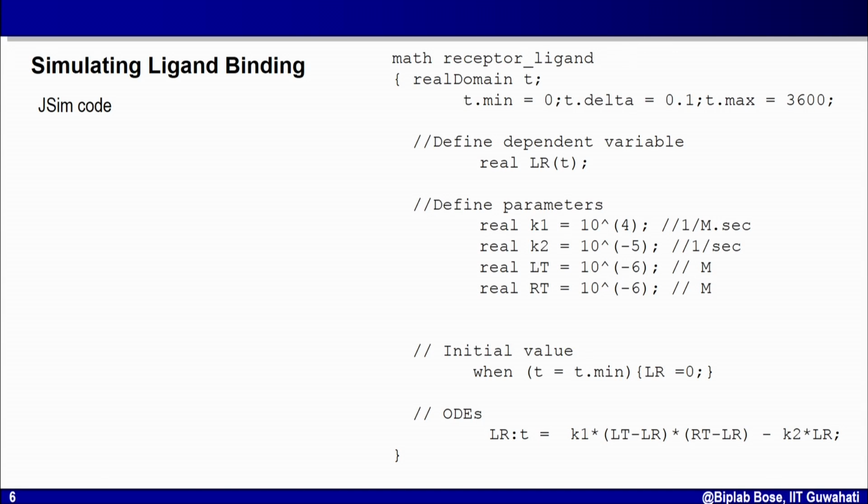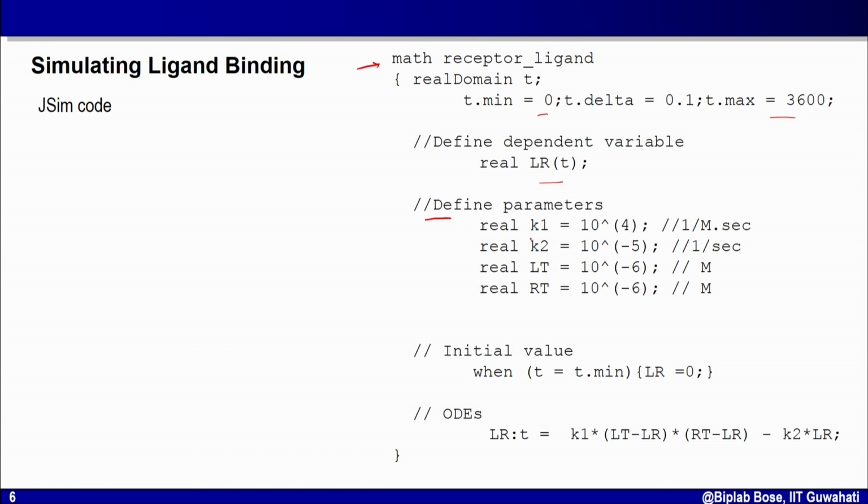If you remember, it should start with a tag math. So it's a math receptor model. You can put any other name there in place of receptor model, and you have to decide the initial time point, that is 0. Maximum time point I have taken 3600, because I am considering the time scale maybe in seconds, so 3600 is 60 into 60, so that is 1 hour. Then I have only one ODE, so I have only one dependent variable, that is LR, concentration of the complex form between L and R, and that is a dependent variable on t, that's why LR in bracket t.